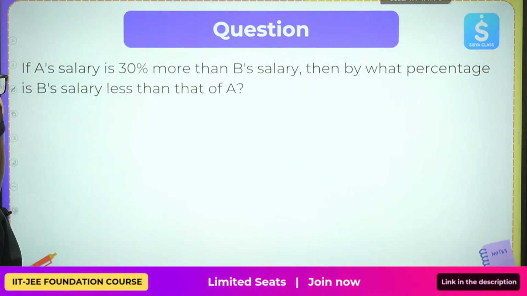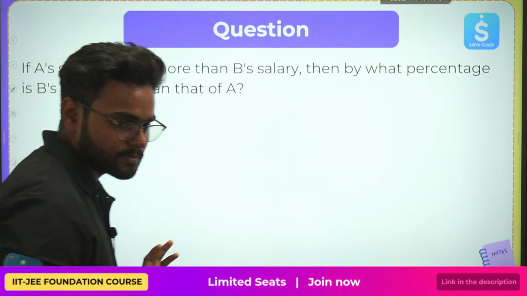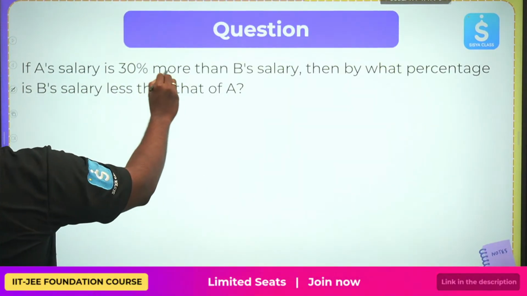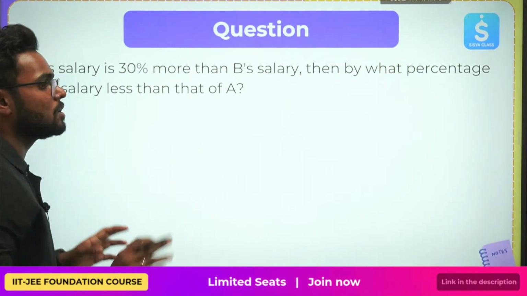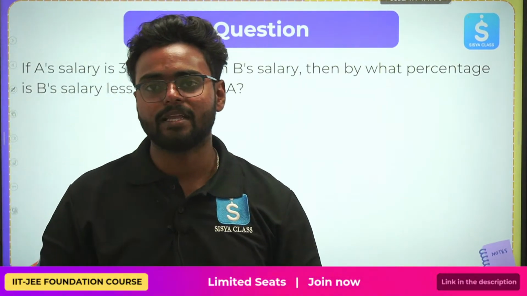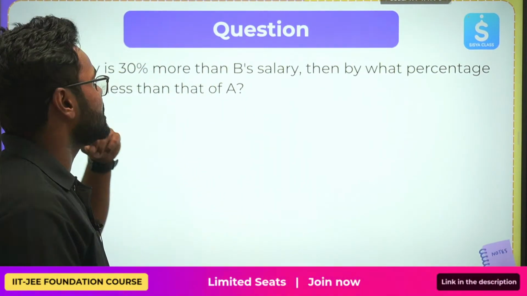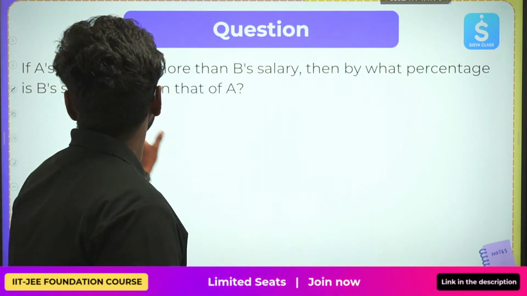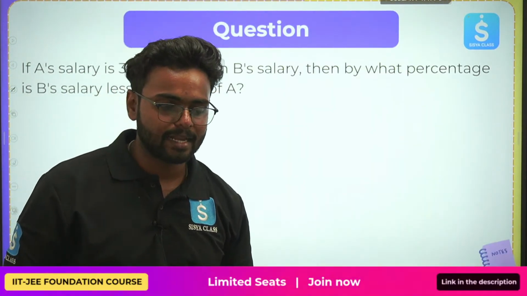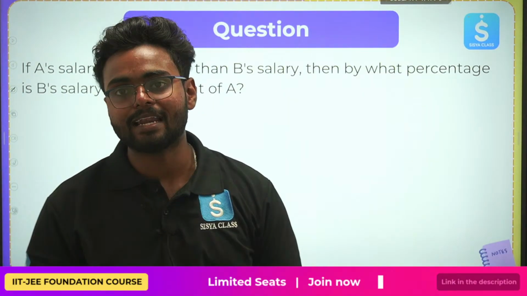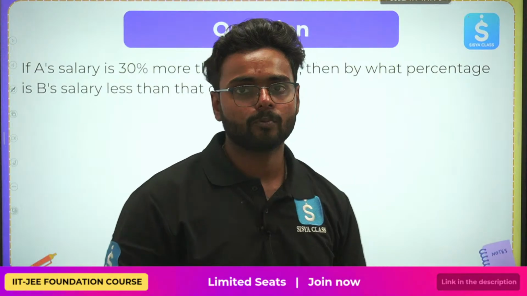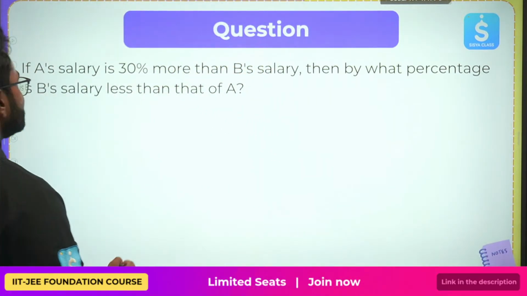Come on. Now, if A's salary is 30% more than B's salary, then by what percentage is B's salary less than that of A's, right? A's salary is 30% more than B's. See, there is no value of B's salary mentioned. If B's salary was mentioned like 10,000 rupees, what would be 30%? 13,000 rupees he'd be getting. But no salary is mentioned. We can take 100 rupees. Let us assume B's salary is 100 rupees.